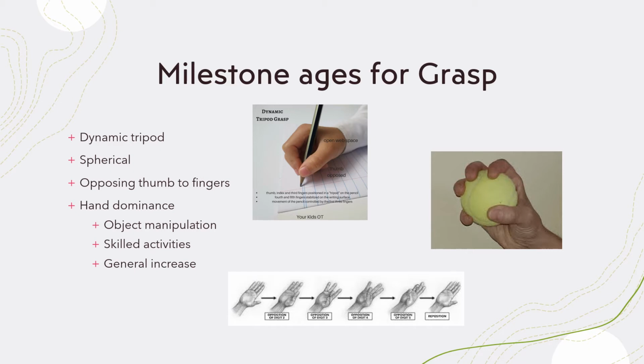Next is your hand dominance. Hand dominance is used in all different things and can also vary from child to child. Starting with object manipulation, this will start to develop from 2 years, 6 months to 3 years and 6 months, followed by skilled activities where they will start reaching for things with either their right or left hand more predominantly, and this will start to develop from 3 years of age to 4 years of age, followed by a general increase in their hand dominance and the preference of which hand they're using, and this is from 4 years old to 6 years old.